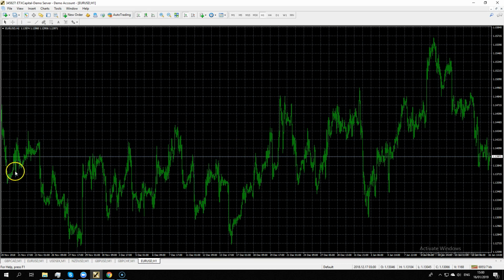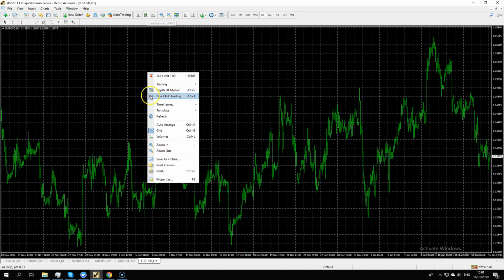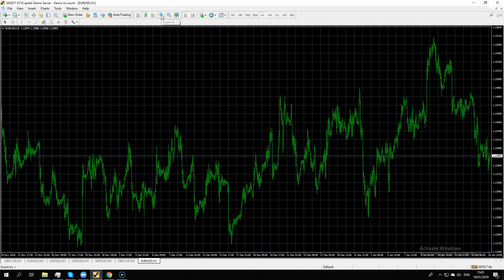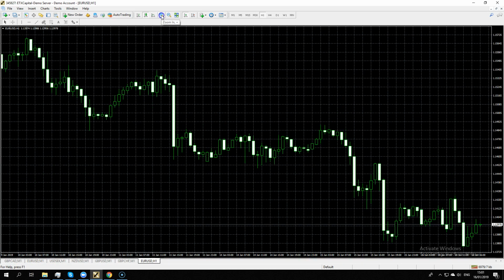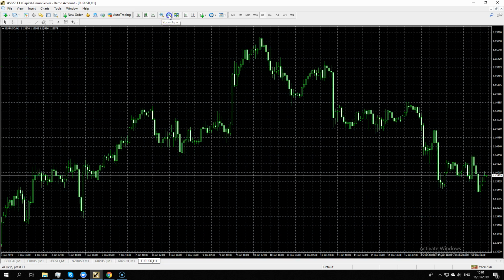Now, what you're seeing here is what's called a line chart. So all you see is prices going up and down in straight lines, going all over the place. However, we use what's called candle charts. So I'm just going to switch this over to Candlestick. If you just give me one moment, I'm going to change that. So all I have to do is zoom in. And you see now we have what we call candles.